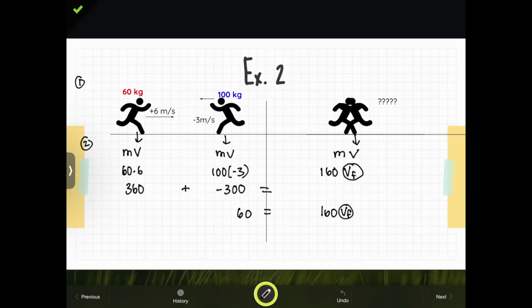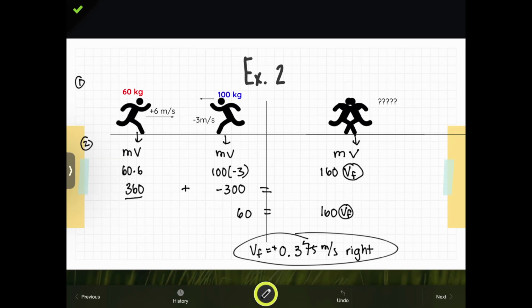Dividing both sides by 160, VF ends up 0.375. Because this number came out positive, I know that they're moving together to the right. And actually, at quick inspection, this makes sense because there was more momentum going to the right initially than there was going to the left.